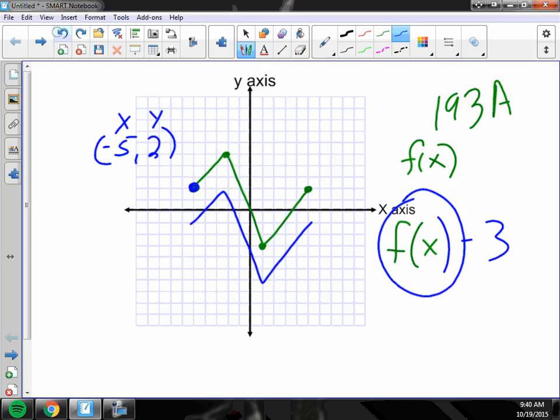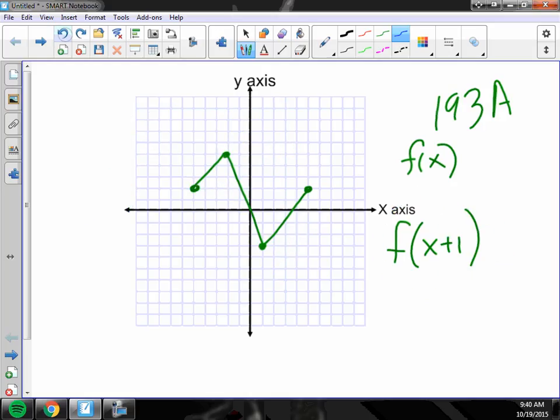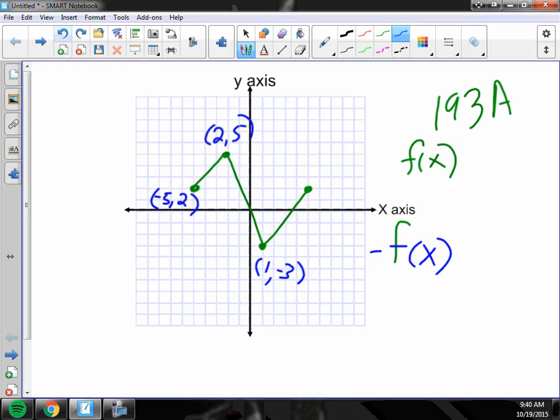So let's back up to my original graph. All right, what about negative f of x? What does that do? It reflects over the x-axis because it says change all of the f of x numbers, or the y value numbers. So this is negative 5, 2. This point would be 2, 5. This point is 1, negative 3. This point is 5, comma 2.